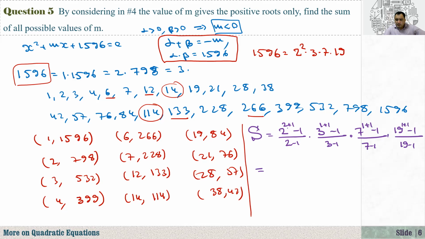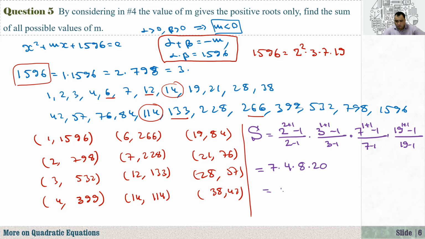The first one is 8, 8 minus 1 is 7, so that's equal to 7. And the second one is 9 minus 1, 8, 8 over 2, that's equal to 4. Next one is 49, 49 minus 1 is 48, divided by 6, that's equal to 8. Next number is 19 squared, that's equal to 361, minus 1 is 360, over 18, that's equal to 20. So the sum of all of these numbers will be, what is it?